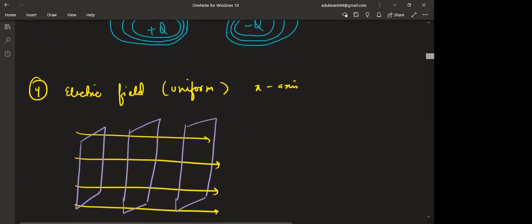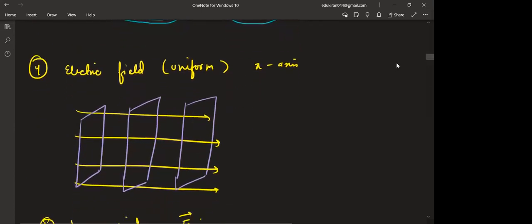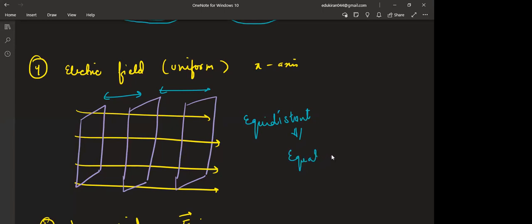Now see, if uniform electric field lines are mentioned, so I think someone was asking also regarding electric field lines. If uniform electric fields are provided, then there is equal spacing between all the equipotential surfaces. So they are equidistant, meaning equal spacing.